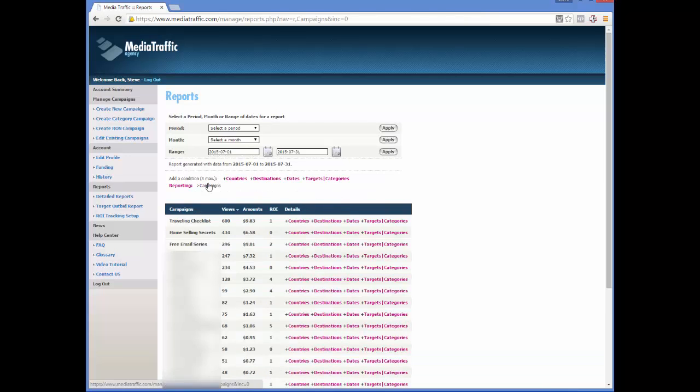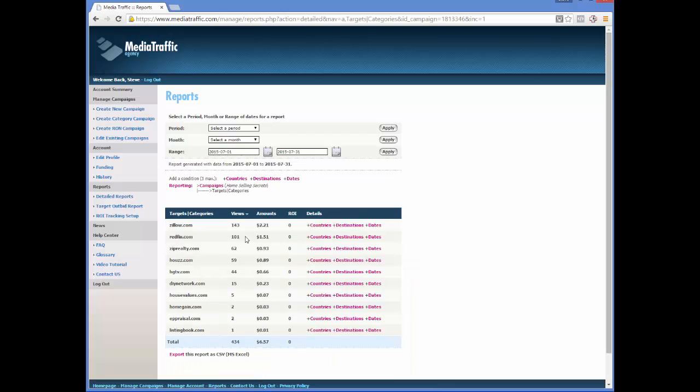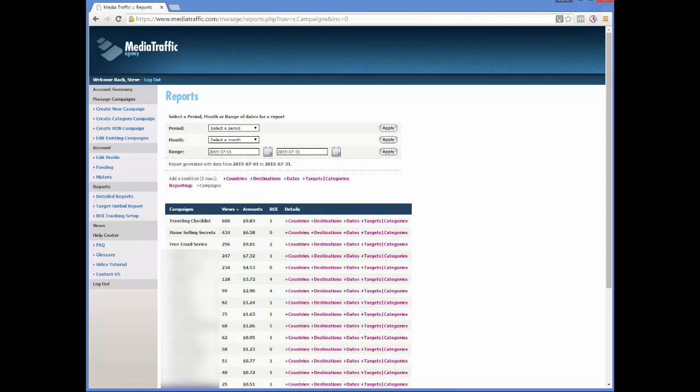So if we go back here, campaigns, we can see the other ones. Now home selling secrets, we didn't get any leads. So let's just take a look at our targets quickly. So these are the ones with the most impressions. Now I'd be going into here and I would be shutting down Zillow and Redfin simply because of the number of impressions with no leads. The others we would be monitoring to see if any leads came in before they hit 100 impressions. Okay, let's go back into campaigns again.